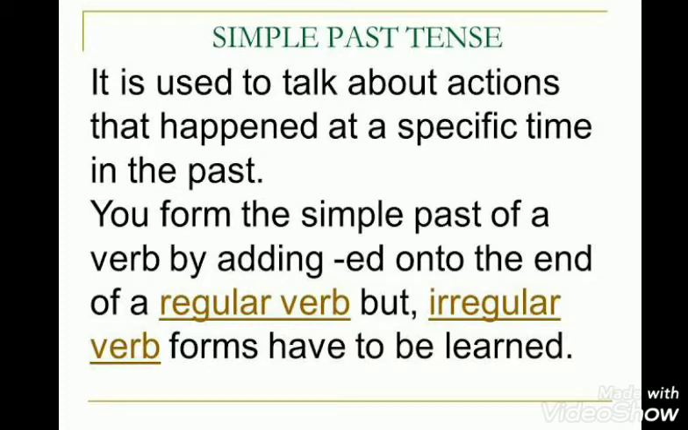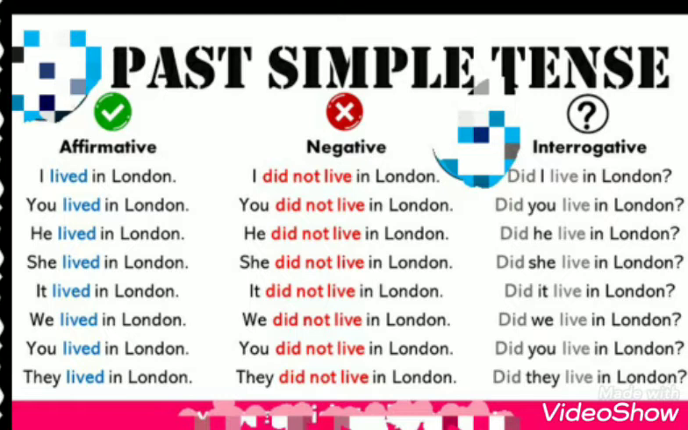And we use ed at the end of a regular verb. For example, allow becomes allowed, listen becomes listened, call becomes called, play becomes played. And we have irregular verbs also, sleep, slept. Okay. So here are some examples of past simple tense on your screen.